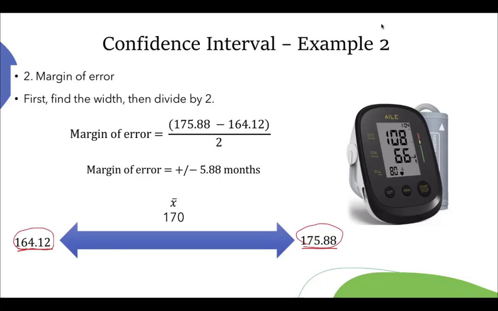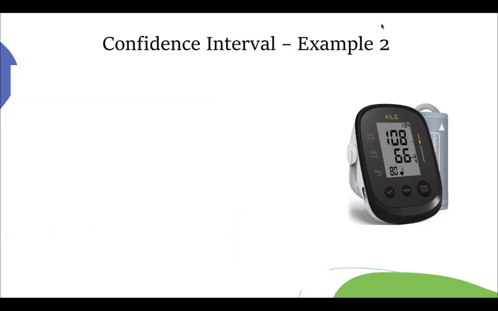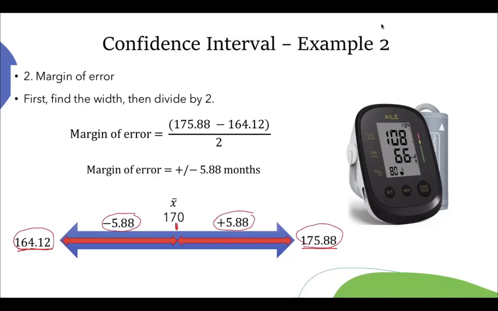So if we visualize that margin of error inside the arrow, we add 5.88 to get to the upper limit, and we subtract 5.88 to get to the lower limit. So starting with 170, add a margin of error and subtract a margin of error. So our confidence interval could be written in either way. We can either write it 164.12 to 175.88, or we can write it as point estimate plus or minus 5.88.